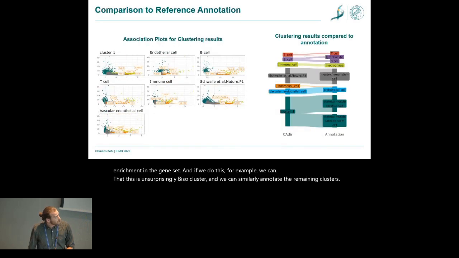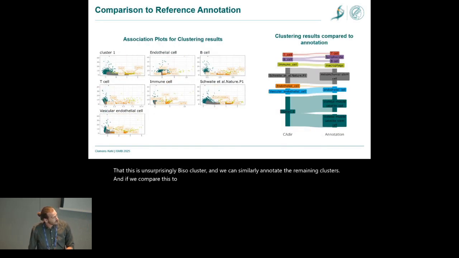And if we compare this to the original clustering from the Tabula Muris consortium, we can also see it fits fairly well, even though the annotation doesn't always perfectly fit. And for example, cluster 1 has been left unannotated.